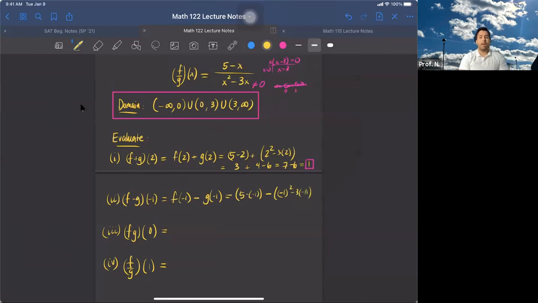There's a whole bunch of stuff happening here. But again, we're taking things individually and just finding the result individually. 5 minus -1 is 5 plus 1, which is 6. -1 squared is +1, minus 3 times -1 is plus 3. 1 plus 3 is 4, so it's 6 minus 4. This equals 2.